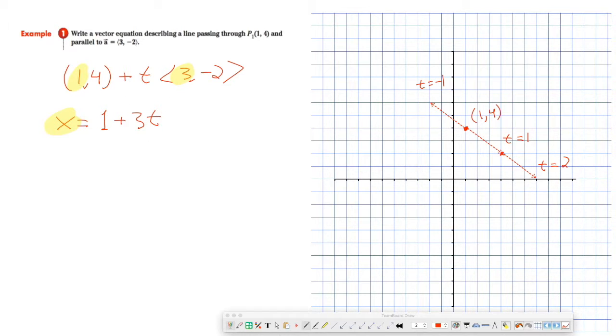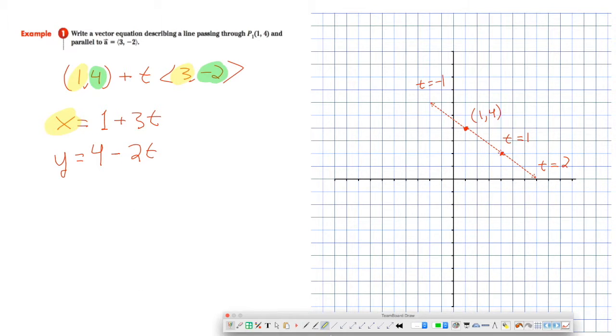Does that make sense? Okay, and then the vertical parts, 4 plus -2 times t. I would write that as y. The vertical part is 4 minus 2t. And these are my parametric equations for this line.